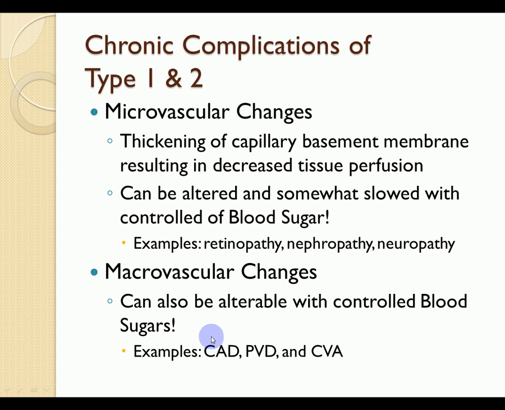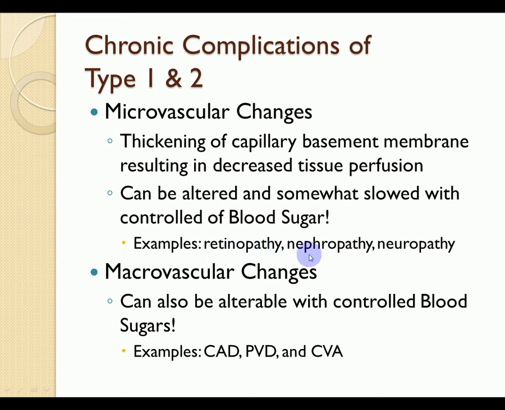Okay, chronic complications of type 1 and type 2. You have your microvascular versus your macrovascular changes. If you'll remember earlier, I told you that the key to preventing those is maintaining their blood sugar as close to normal as possible. Someone asked me over the weekend what causes them to have the eye problems and to go blind. Well, the thickening of the capillary basement membrane results in decreased tissue perfusion to that area. And what causes that? High blood sugar levels. So if you can control those, it will slow that down.